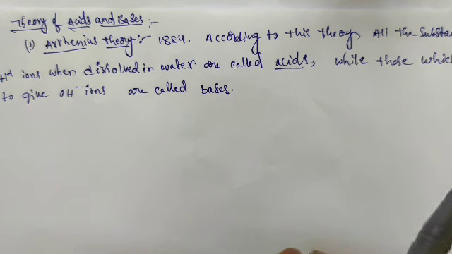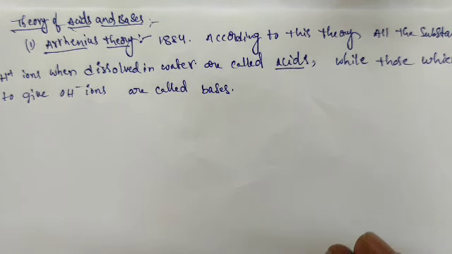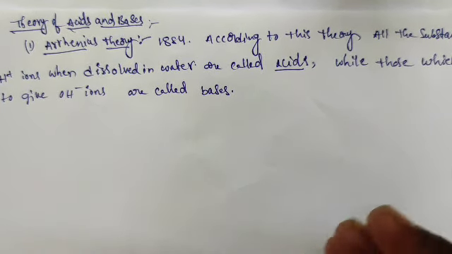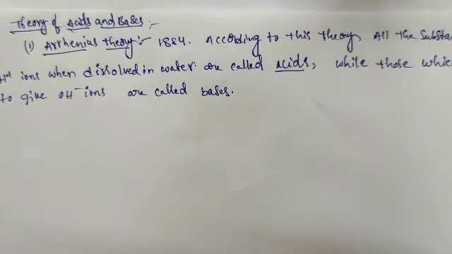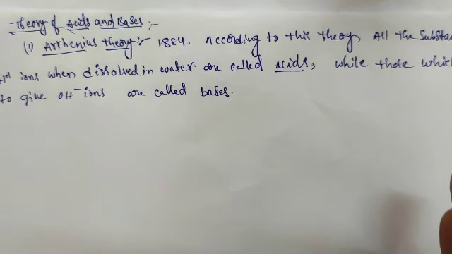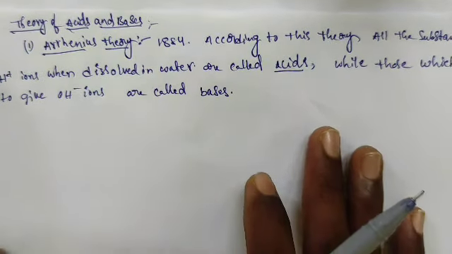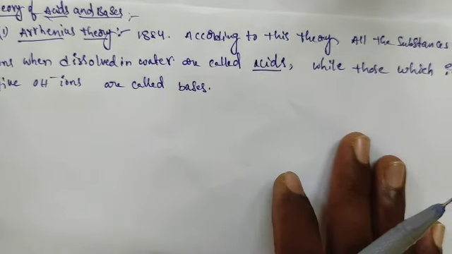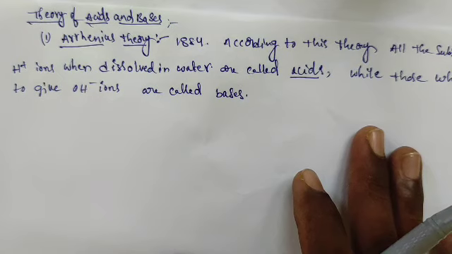According to Arrhenius theory, acid means those substances dissolved in water to release H plus ions. Acid means H plus ions, base means OH minus ions released when those substances are dissolved in water. This is the definition for Arrhenius theory. Which substance dissolved in water to release H plus ions is known as acid. Which substance dissolved in water to release OH minus ions is known as bases.